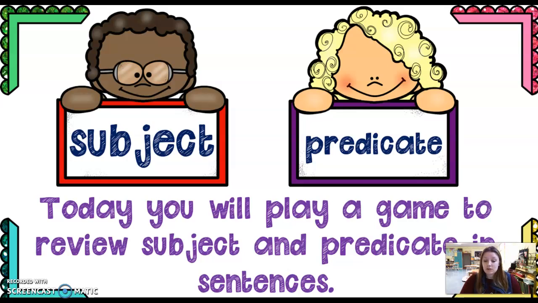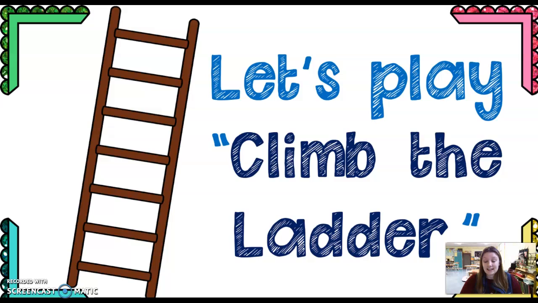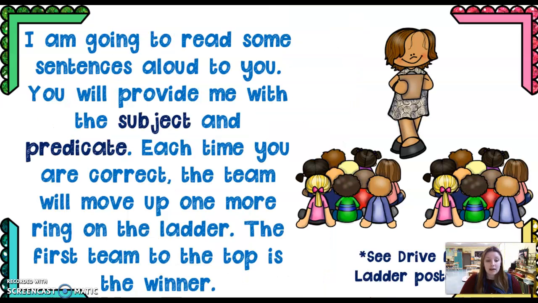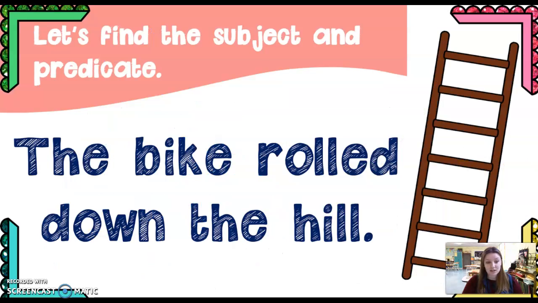We're going to review subject and predicate together in sentences by climbing the ladder. Every sentence that you get correct, you move up one spot on the ladder. So we're going to take a look at some of these sentences, and we're going to talk about what's the subject and what's the predicate. We will underline on screen the subject with one line, and we will squiggly underline our predicate. So I want you to pay close attention. Single underline is our subject, squiggly underline is our predicate.